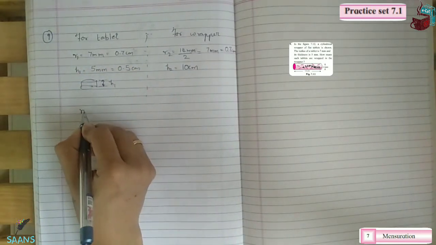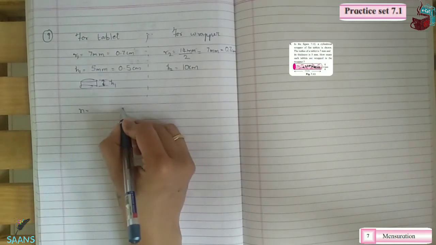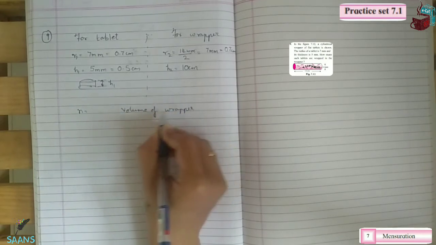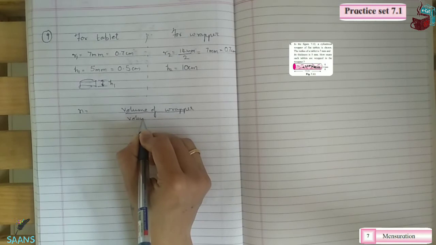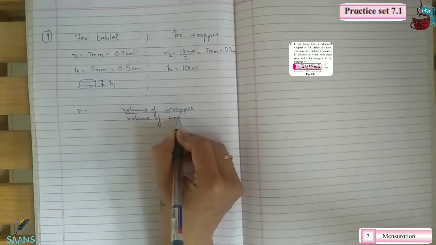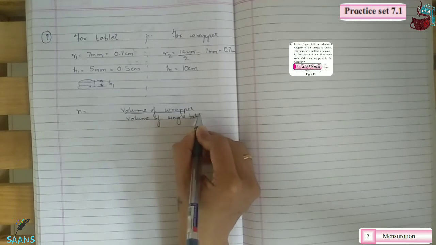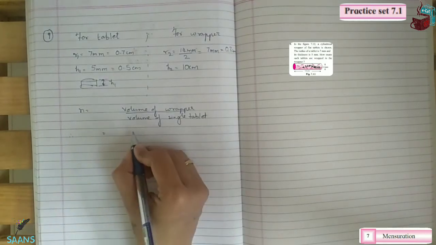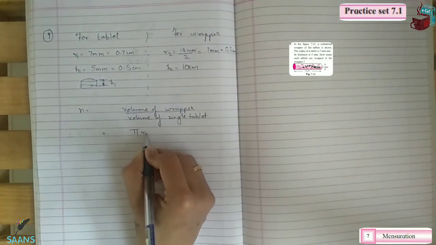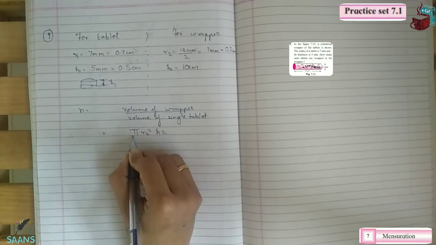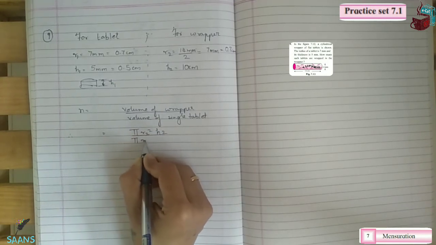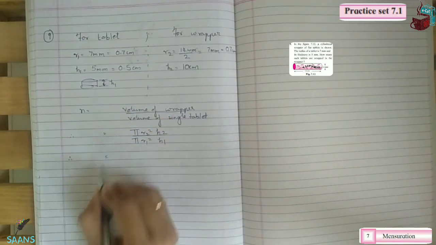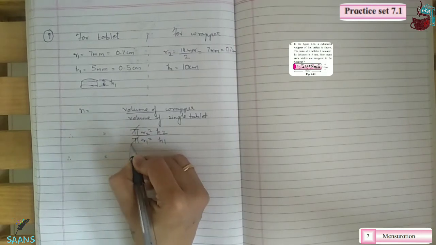सो नंबर ऑफ टैबलेट्स इज इक्वल्स टू वॉल्यूम ऑफ रैपर अपॉन वॉल्यूम ऑफ सिंगल टैबलेट. Therefore that is equals to, वॉल्यूम कैसे दिया जाता है, पाई r2² h2 अपॉन पाई r1² h1, अगर हम लोग बाय फॉर्मूला, ठीक है, फॉर द सिलेंडर. नाउ पाई एंड पाई गेट्स कैंसिल.